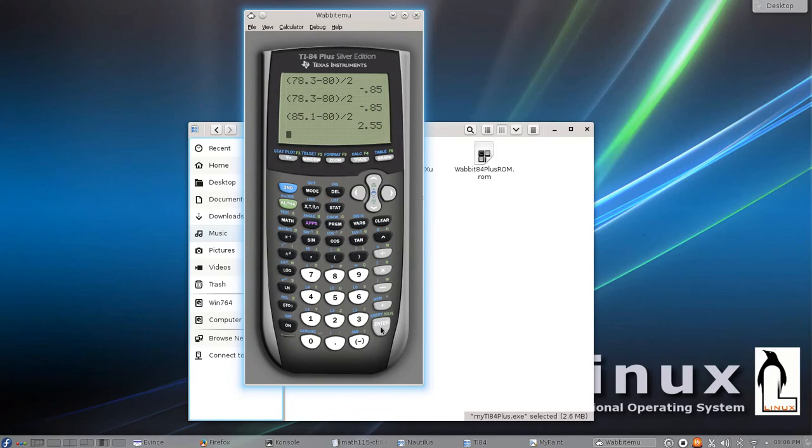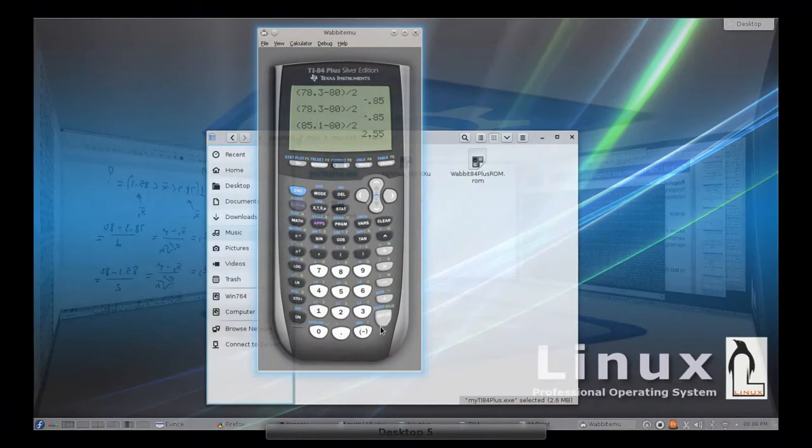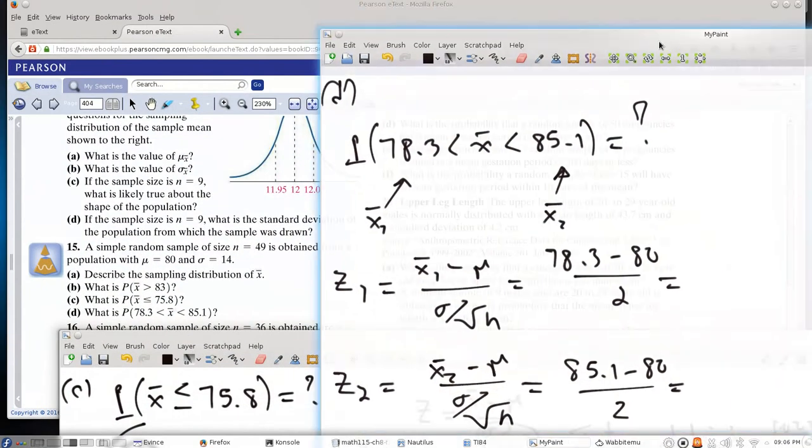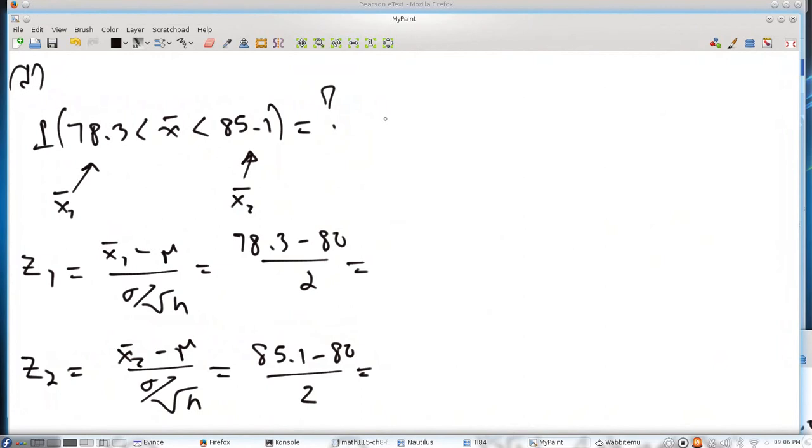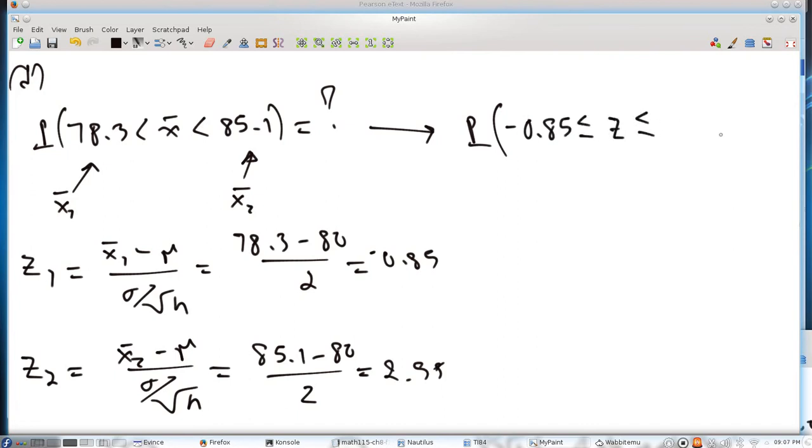All right, those are my two values: a negative 0.85 and a 2.55. So now this is what I'm going to get: P of Z equals negative 0.85 is less than or equal to a Z variable that is less than 2.55. So that's what we want to compute.